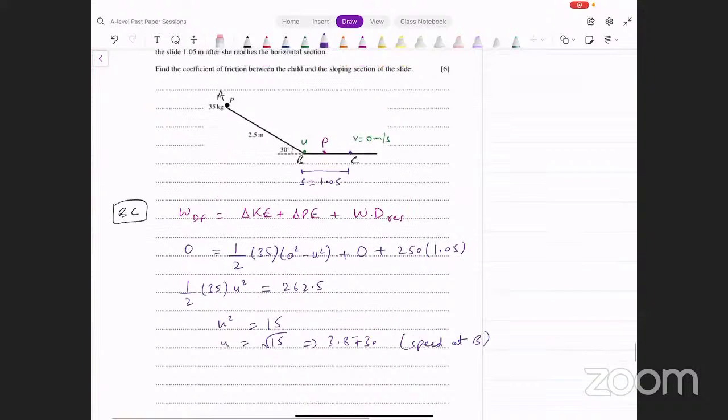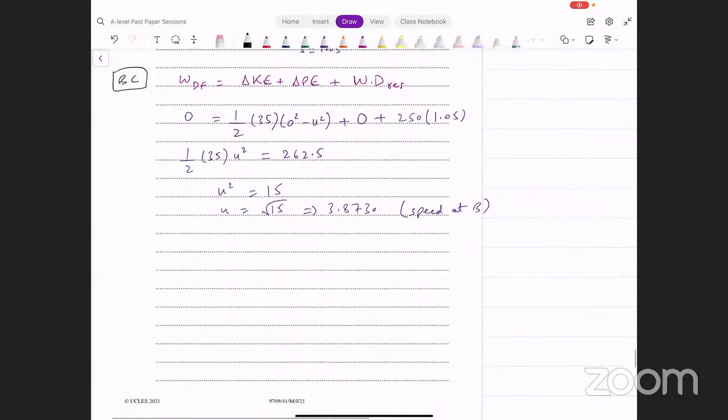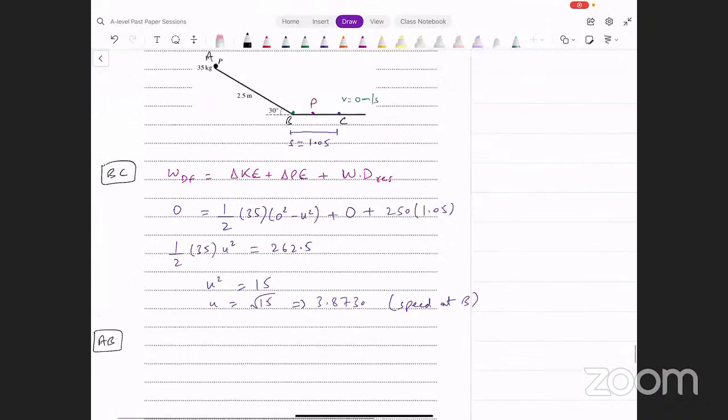Now we think about the region or the slope that we've got, AB. We consider that AB part and see which forces are acting and what information we have been given in the AB part. We know the final velocity now. In the AB section, we know the velocity at B. We also know the initial velocity.